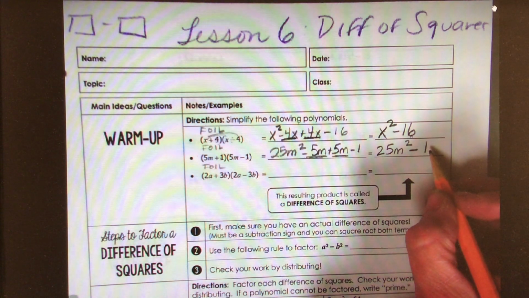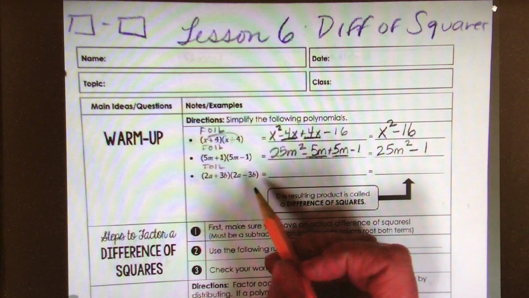Think about 1. 1 is a square number. It's also a cubed number if you think about it. 1 is a very special number for many respects. Let's FOIL this last one.